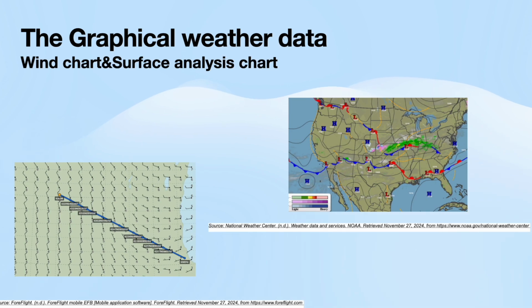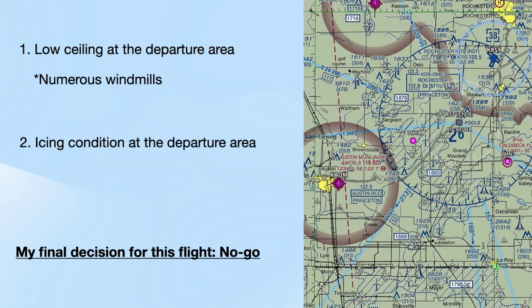This wind chart and surface analysis chart show stable wind conditions and no significant surface weather disturbance along the route. However, the low ceiling at KAUM Airport paired with icing risk creates a hazardous situation for departure. My final decision was to cancel the flight.